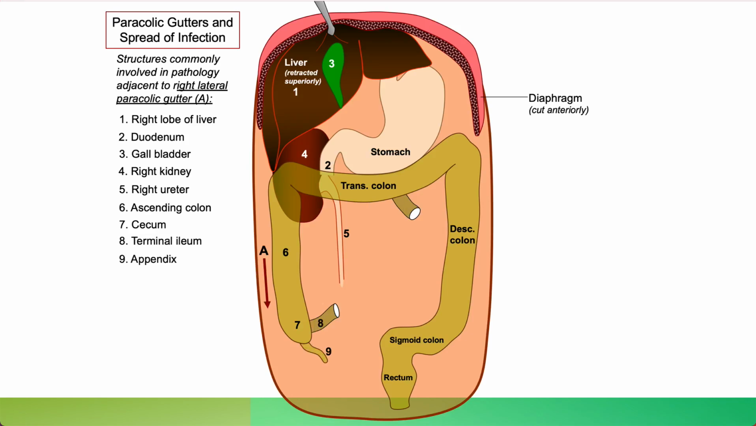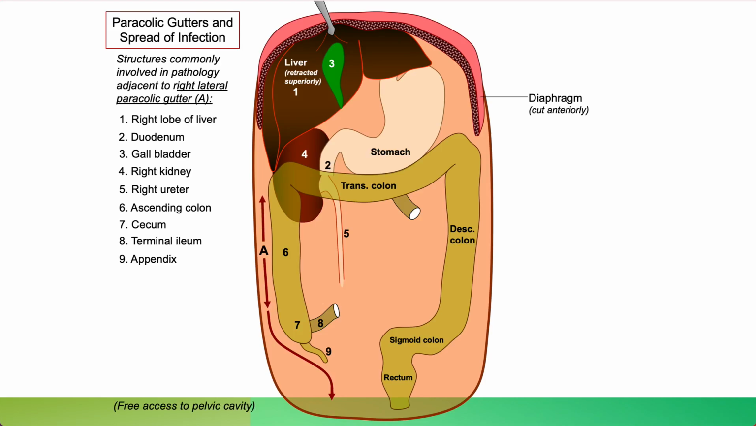Now, if the person is standing, this material will be going downwards. If it's a female, towards the pouch of Douglas. If it's a male, where? In the rectovesical pouch. So it can come down into the pelvic cavity. In simple words, free access to the pelvic cavity. No doubt about that. This infection can go up if the person is lying supine.